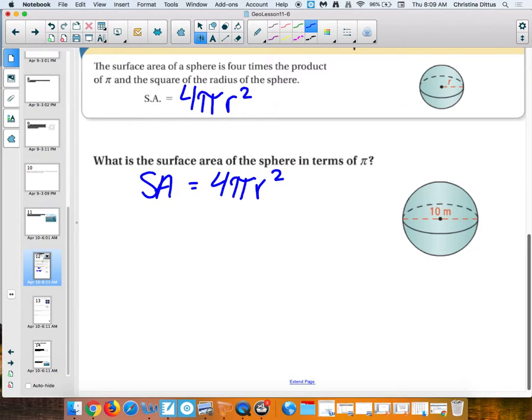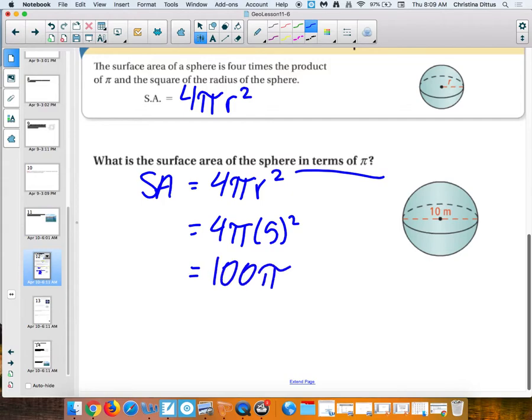In this example, what is my radius? Oh, 5. How did you get 5? It's half of 10, because 10 is your diameter, so 5 is your radius. 5 squared is? 25. 25 times 4 is 100. Times how much pi? That makes 100 pi. How do I label surface area? Meters squared. How do I know? Because my r is squared.